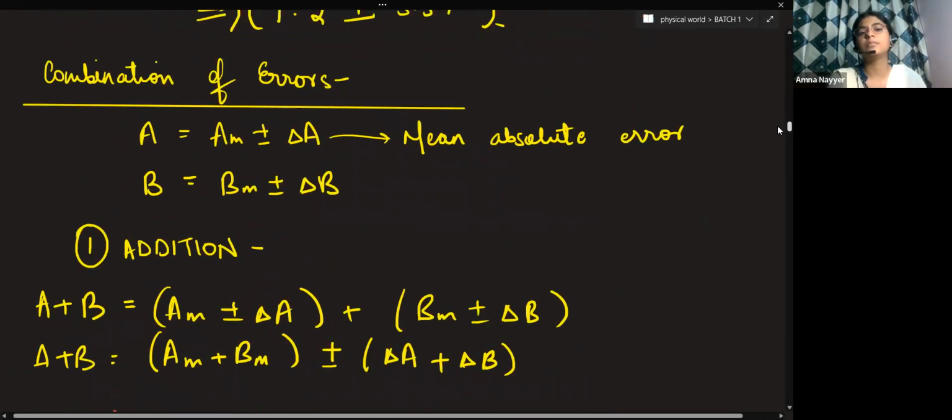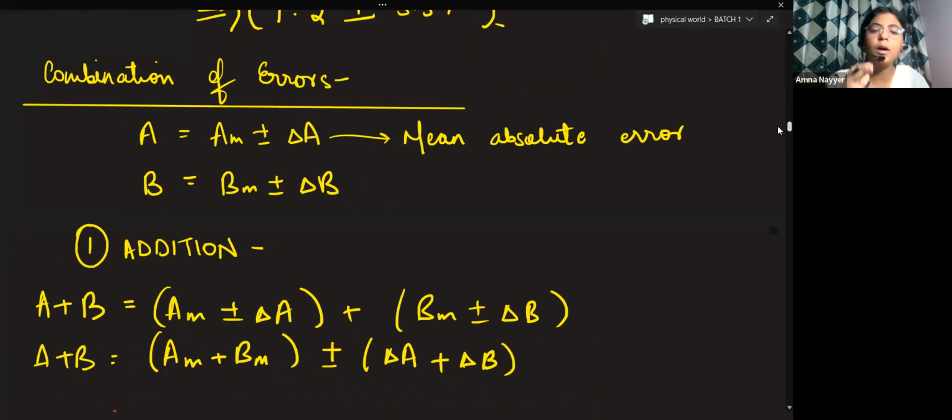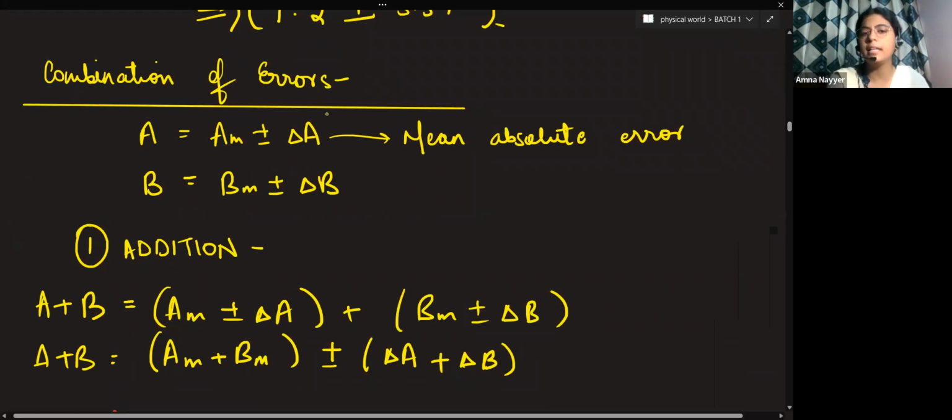In the last class, we had started with combination of errors. Meaning, if you have two errors, how can you add them? This is how you write any error. First, you write the mean value. The mean value is taken by taking the average of all the measured values, plus minus the mean absolute error. The mean absolute error is the average of all the absolute errors.